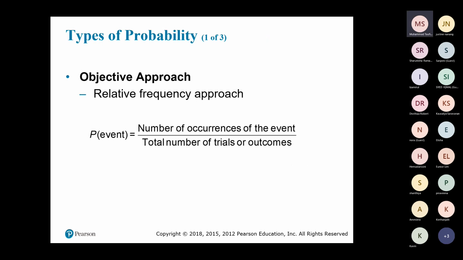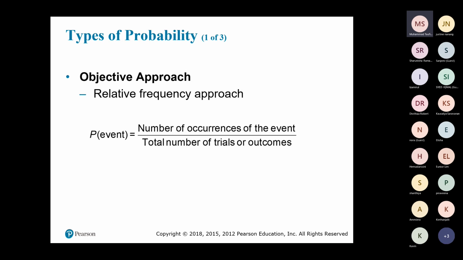There are several types of probability. The first one is the objective approach, which is about the relative frequency approach. How to get it? The probability of an event is equal to the number of occurrences of the event divided by the total number of trials or outcomes. This one is used especially in experiments.